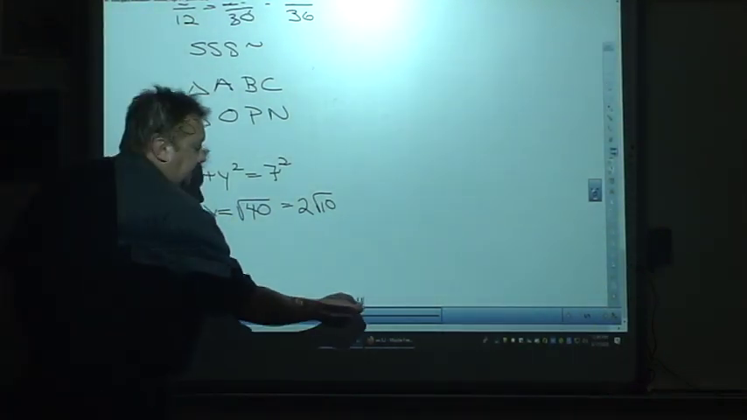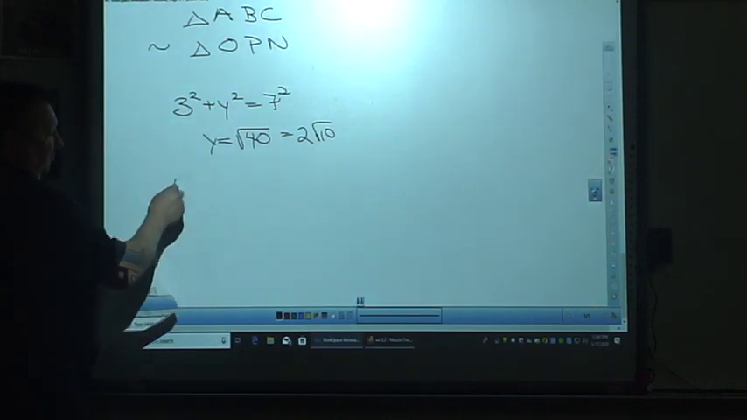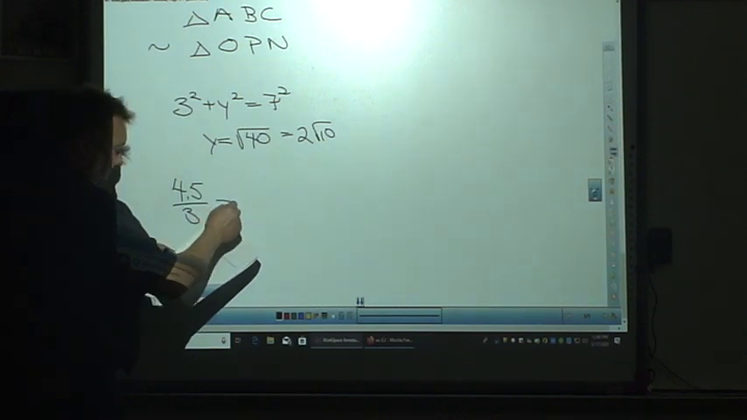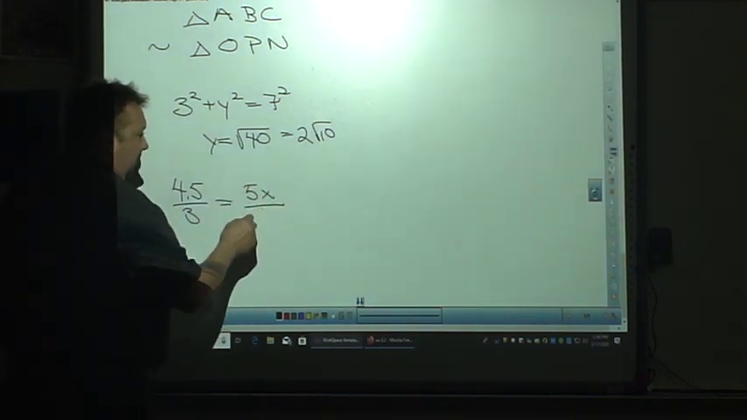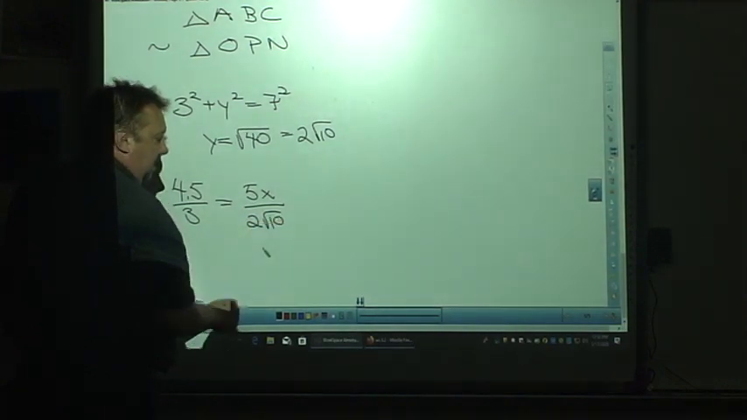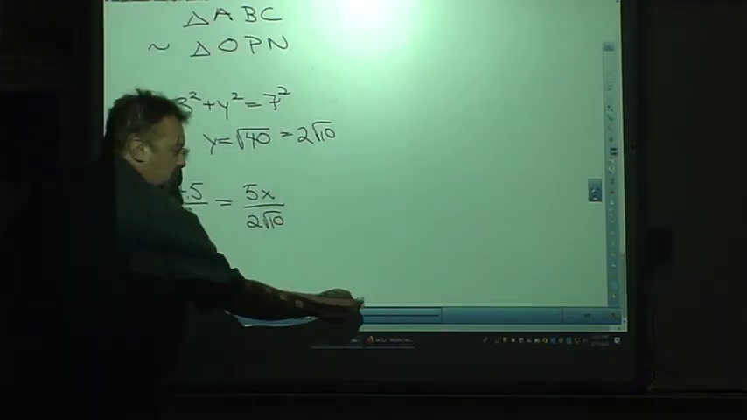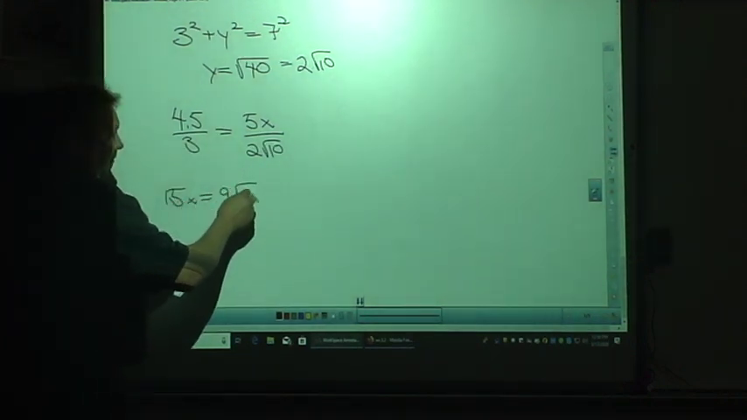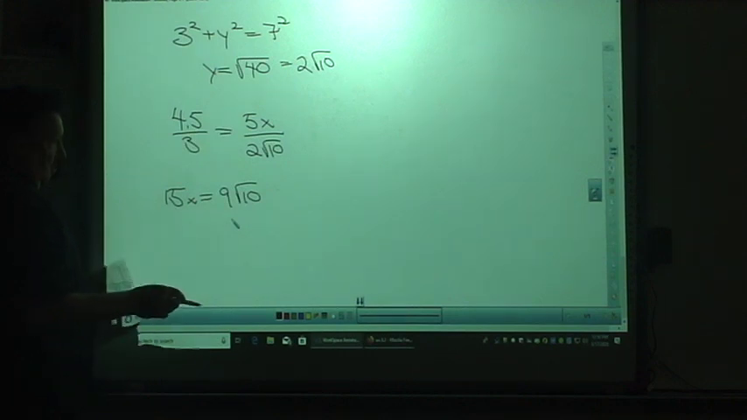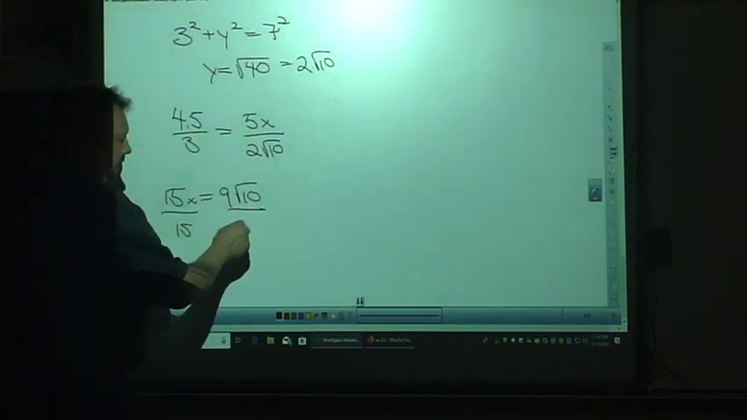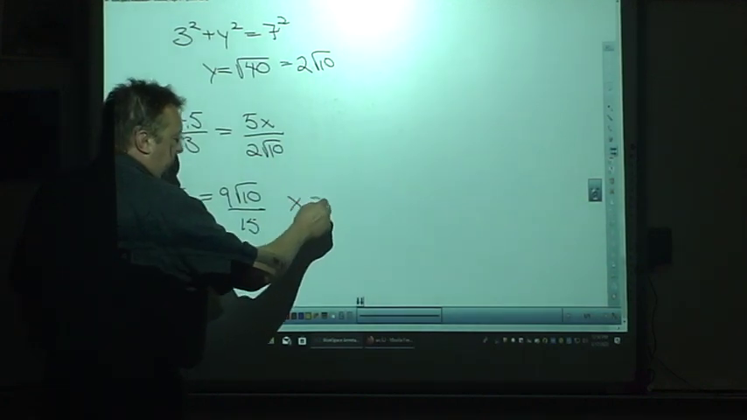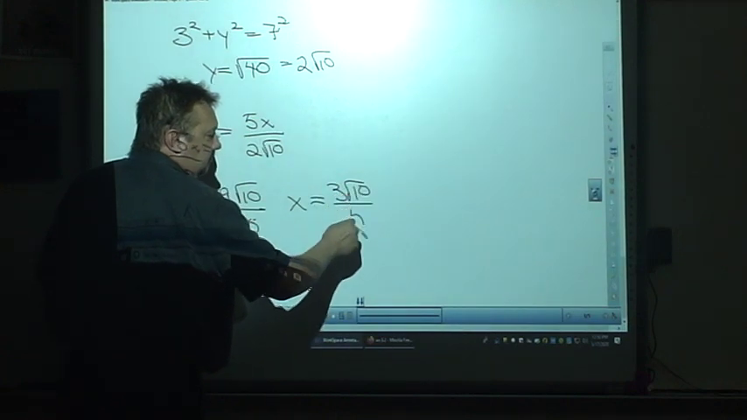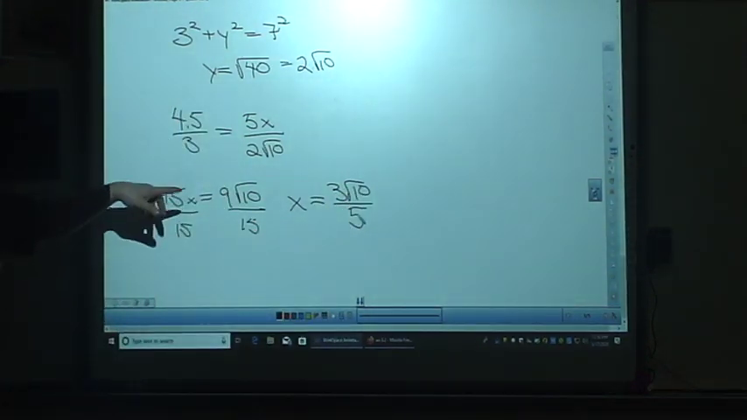Once I have that, then I can set up 4.5 over 3 equals 5x over 2 square root of 10. Cross multiply, I get 15x equals 9 square root of 10. Divide by 15. X equals 3 square root 10 over 5. You could also make these as decimals, and that would work as well.